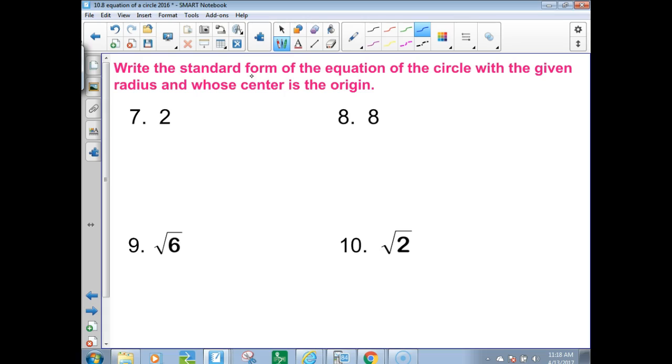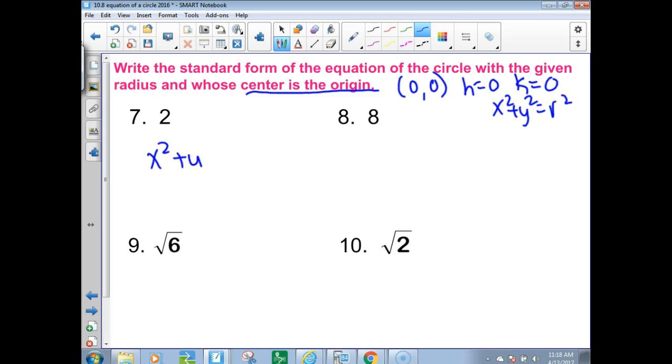Write the standard form of the equation of the circle with the given radius whose center is at the origin. That means h and k are 0, 0. So that would be the formula x squared plus y squared equals r squared. Simple, simple. Let's go quick through these. X squared plus y squared would equal what?